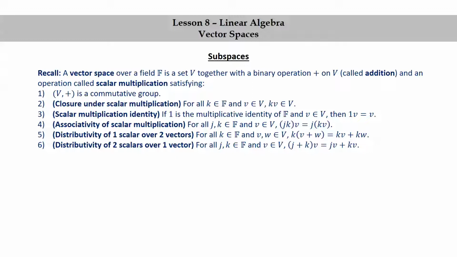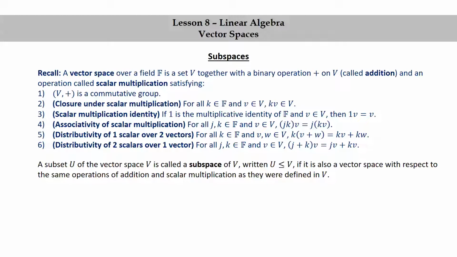Then we have closure under scalar multiplication, identity property, associativity of scalar multiplication, and 2 types of distributivity. Distributivity of one scalar over 2 vectors and distributivity of 2 scalars over 1 vector.